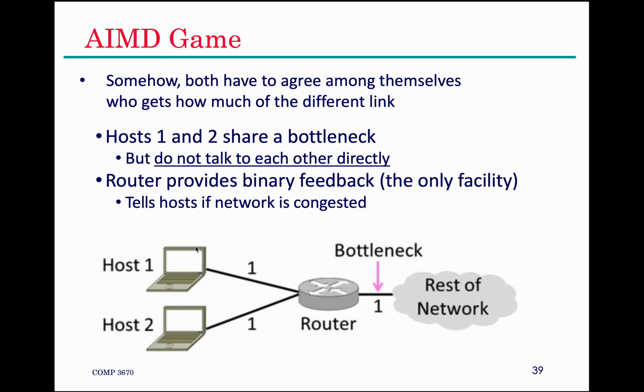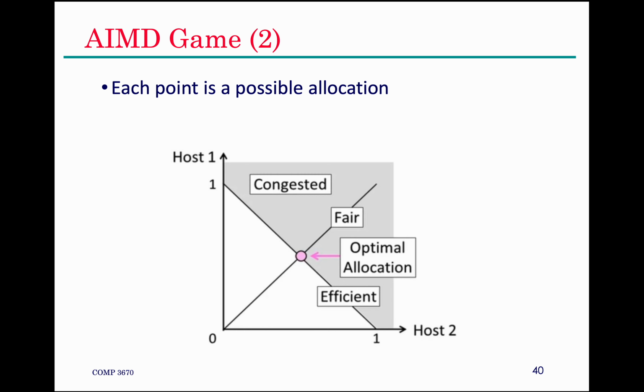So both hosts are going to start off at 0, and then step by step, a little by little, they're going to increase the amount of load that they're sending. So maybe we start off at 0, then 0.1, 0.2, and this one 0, 0.1, 0.2, 0.3, until both of them are sending, and they're waiting to get any feedback telling them that there is congestion.